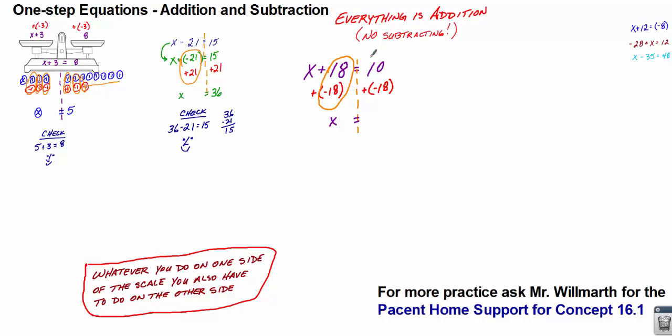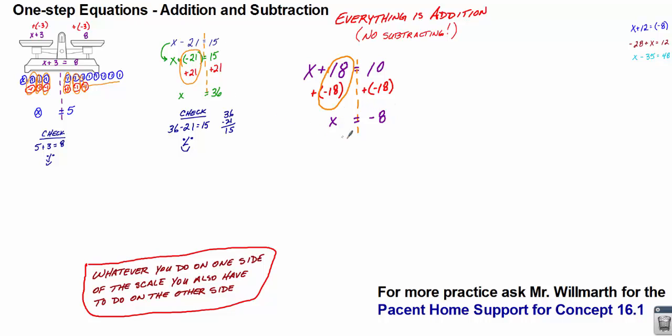On the right side, I have 10 positives and 18 negatives. If I drew out the 10 positives and I drew out the 18 negatives, I'd end up with 10 zero pairs. The 10 positives would cancel out 10 of the negatives, and I would have negative 8 left over. Because I'm canceling 10 of the negatives, that leaves 8 negatives left. X is equal to negative 8.